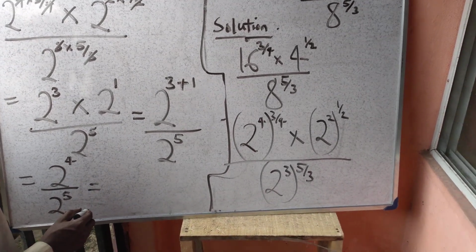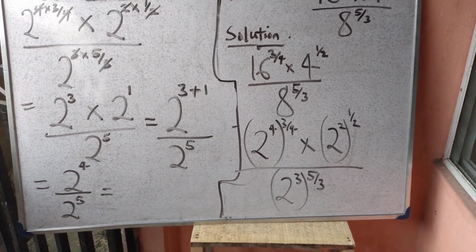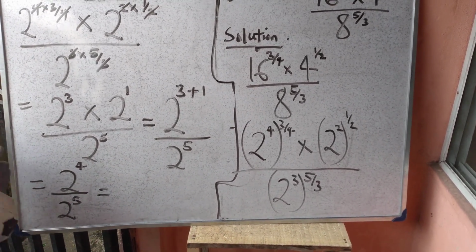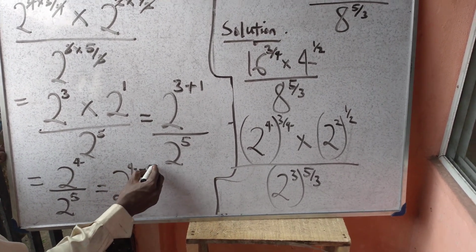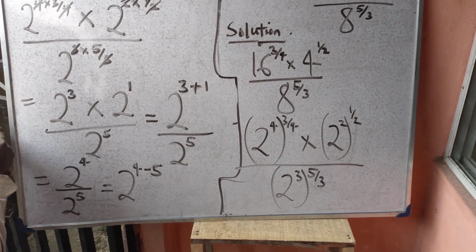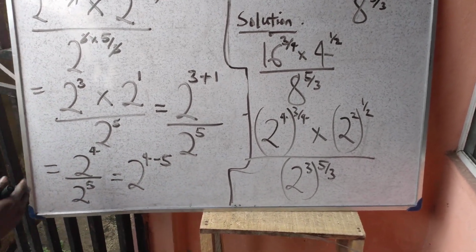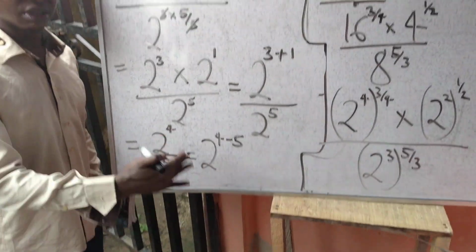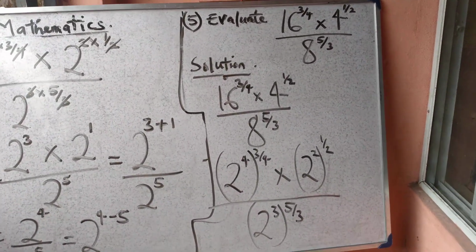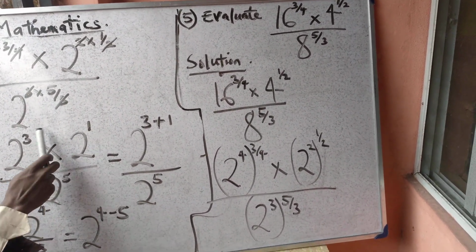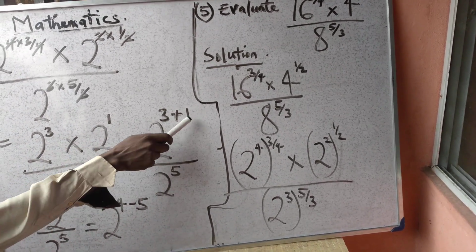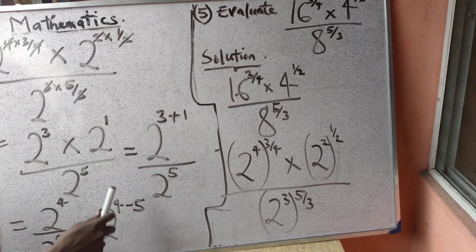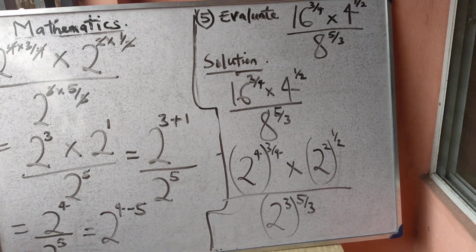So this will be, apply division of indices here. So it will be 2 raised to the power 4 minus 5. Okay, that's good. You see how easy it is, the systematic approach we are using. So we applied multiplication of indices here. We added the powers, took one of the base and added the powers. That's 2 raised to the power 3 plus 1 all over 2 raised to the power 5, and 3 plus 1 gave us 4.